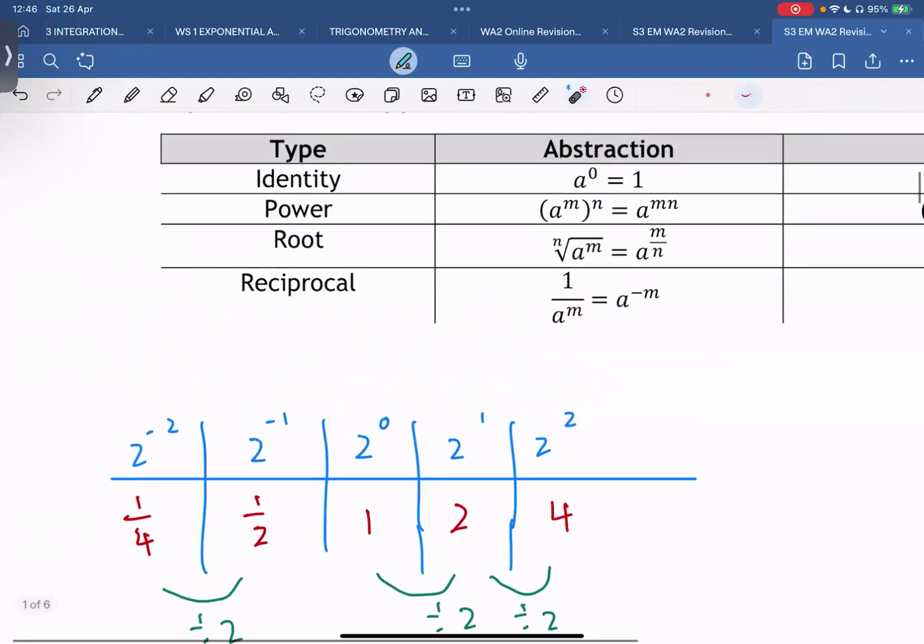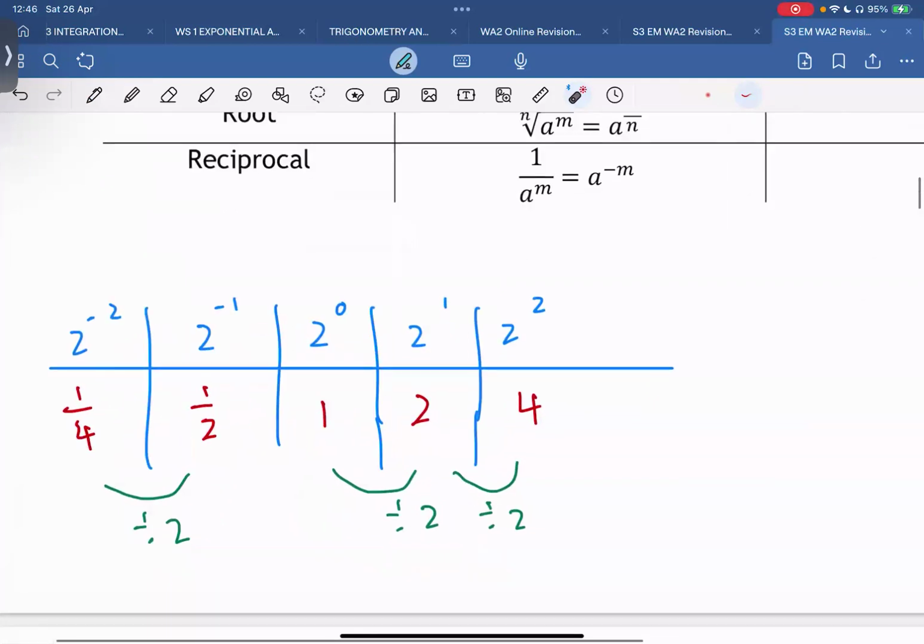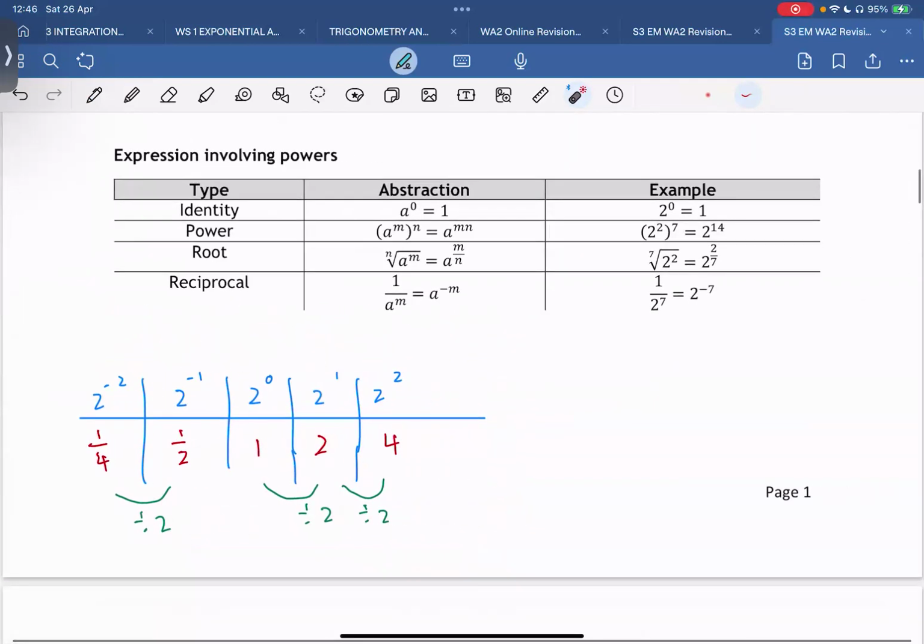I can do this with any other base, not only 2. I can do this with 4, I can even do this with 1/3. The result will always be the same. You will always see that anything to the power of 0 will give you the value of 1.